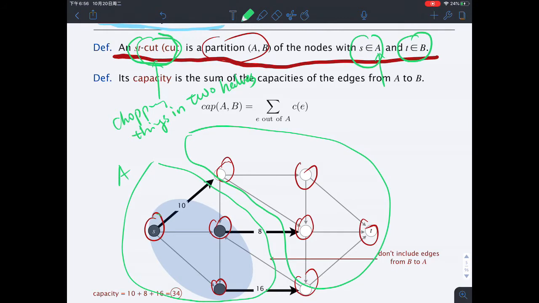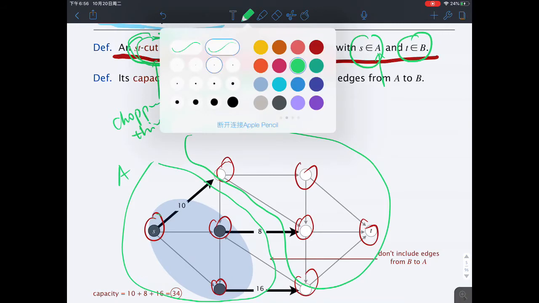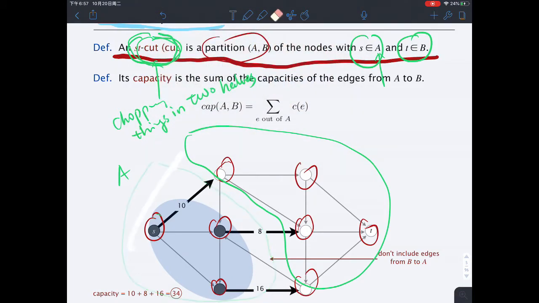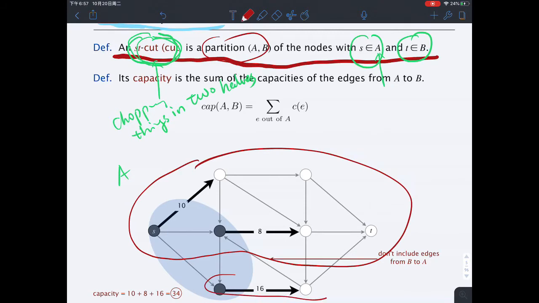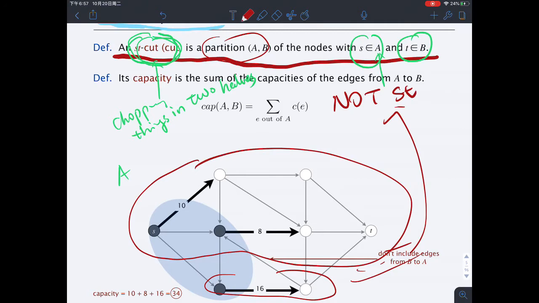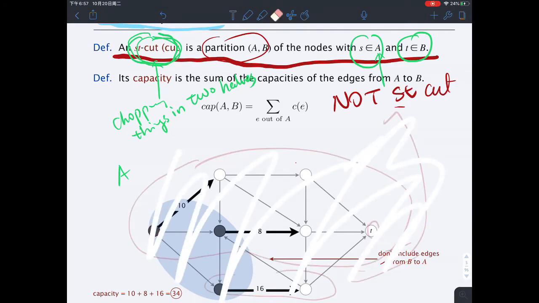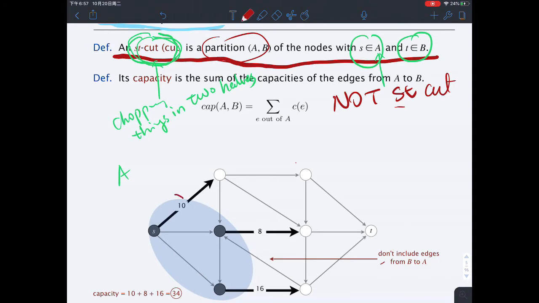So basically we really just want to chop the entire network into two pieces so that S is within one piece and T is within the other piece. So long as this condition holds, we call that an ST cut. But if we chop the graph into two pieces so that S and T belong to the same piece, then it's not called an ST cut. Let me give you an example. If I chop the entire graph in this way, this is not an ST cut, because S and T are in the same component.